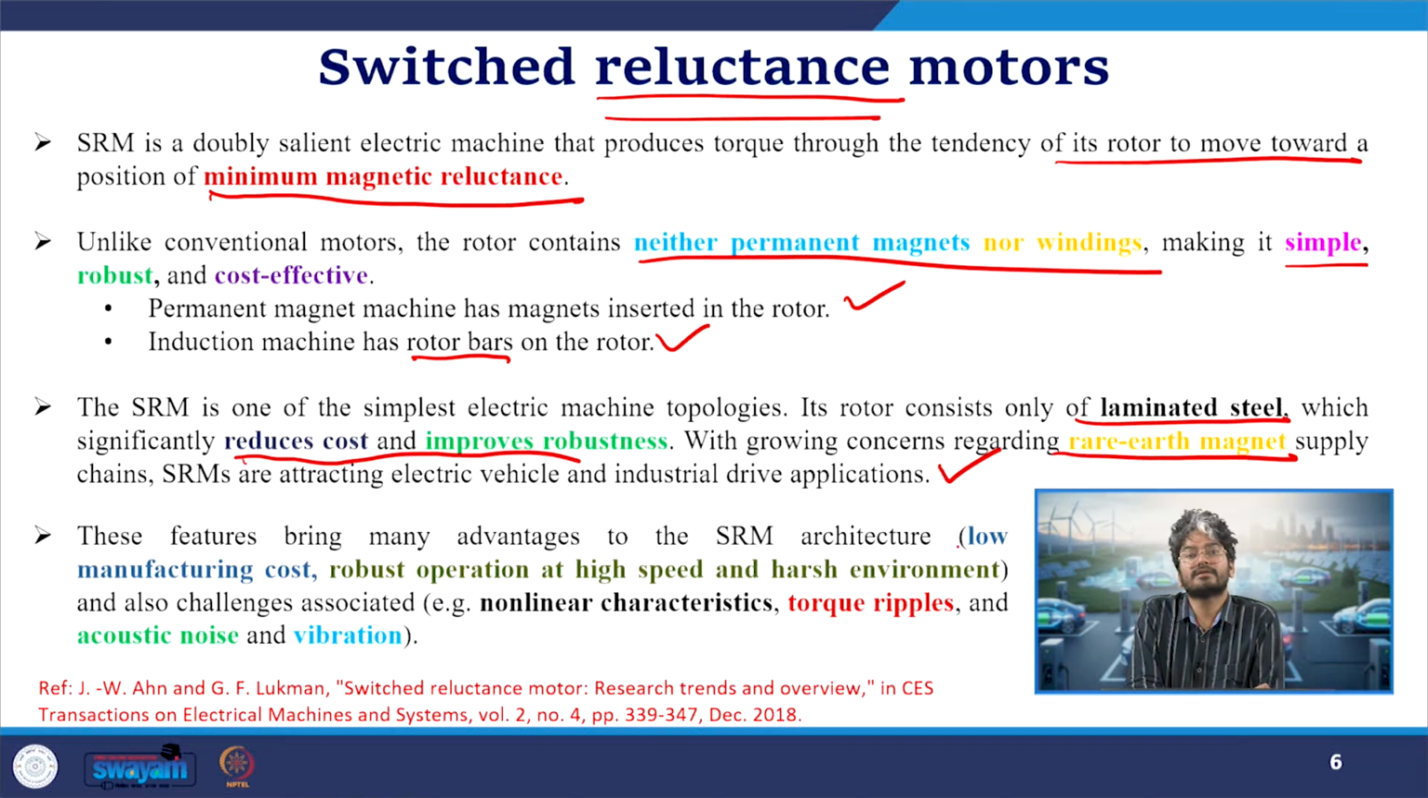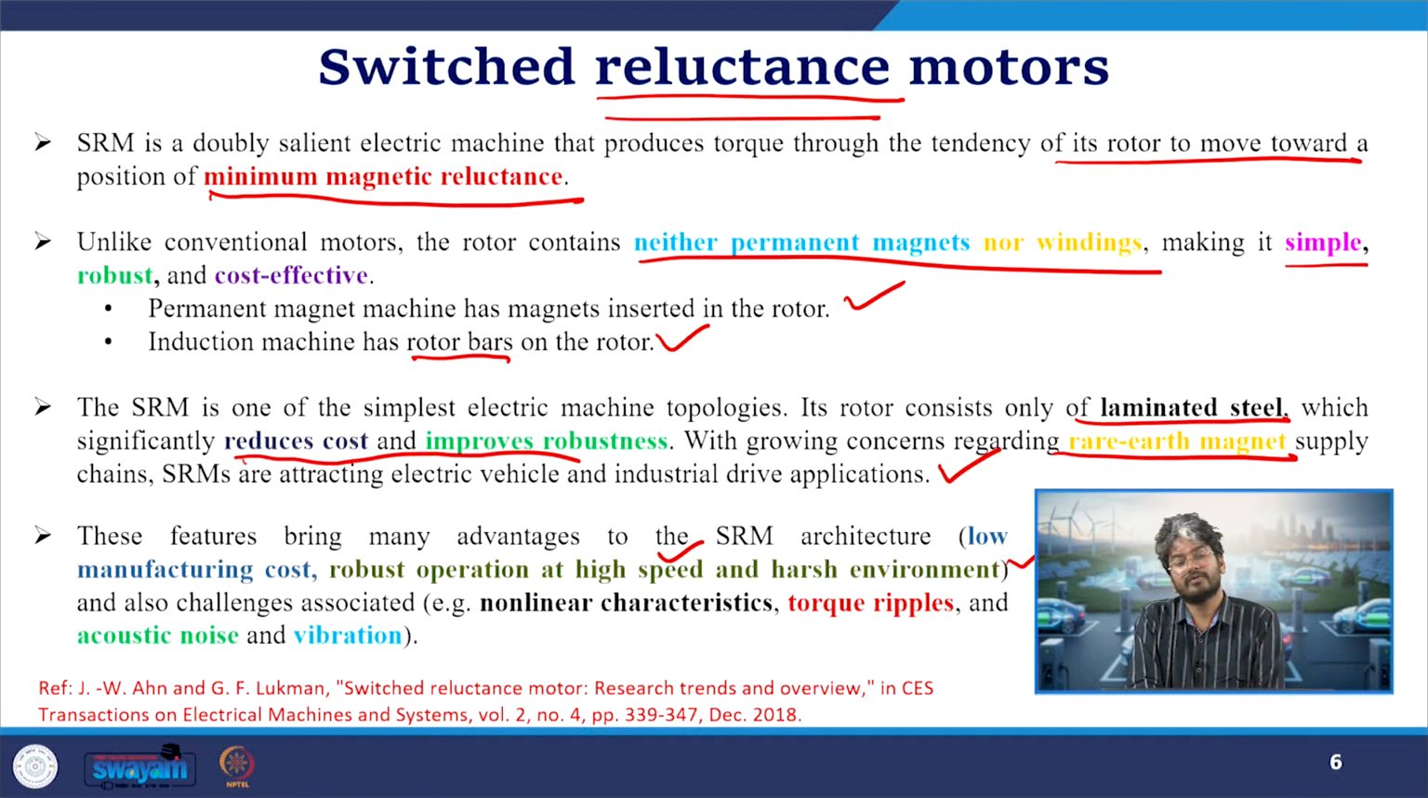What advantages do we get? Reduced imports is one of the factors. The other factors are low manufacturing cost, because we are using a readily available material which is not a new material, so the cost is also less, and it can be operated at very high speed and in harsh environments like our electric vehicle, because the motor will be moving along with the electric vehicle. So for those types of applications, these are very much suitable.